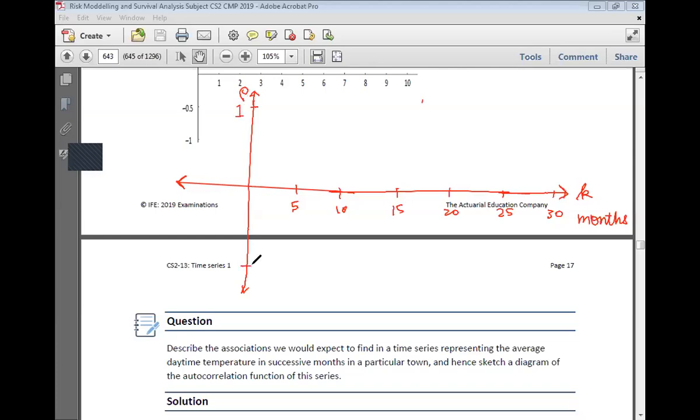Let's say I have 1 here and -1 there. We know that for lag 0, it's going to be 1 always, right? Now try to draw it for other values. At 5, it would be negative. Why do you think so? Because if we look at 6 months, temperature-wise, it's one season. If it's summer, then after 6 months, it will be winter.